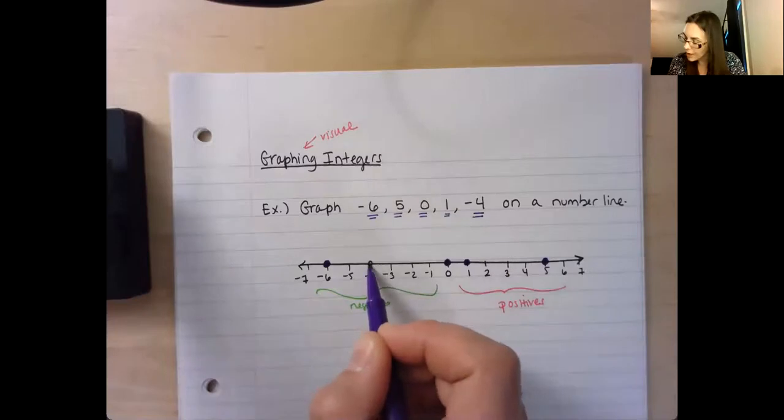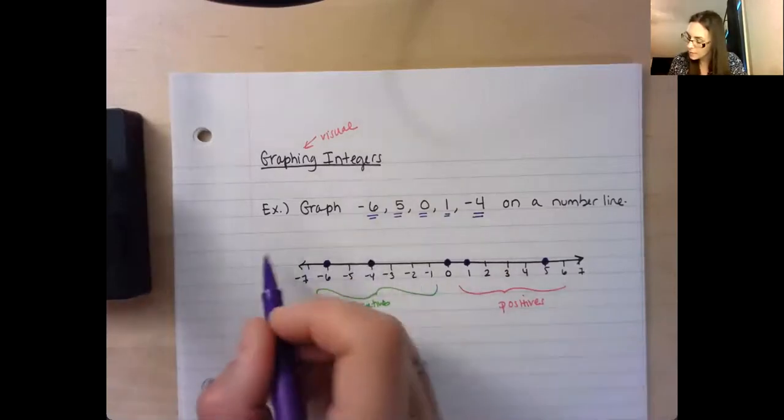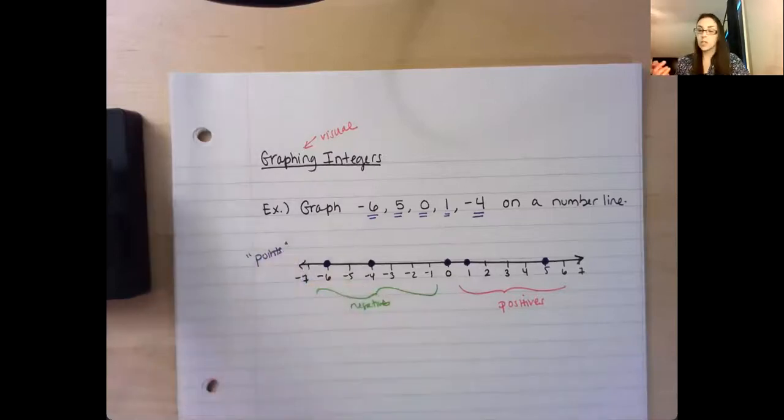So to graph something or to plot points, so these are really all points, we're just putting that closed circle, that closed dot on our number line. So that's really all we have to do for graphing.